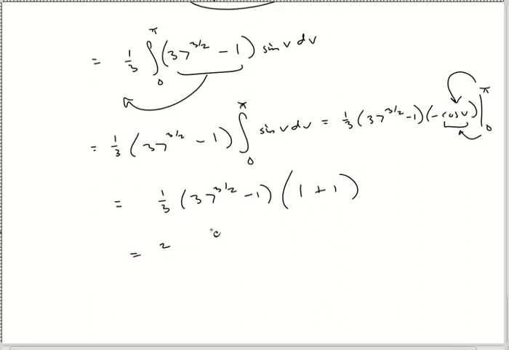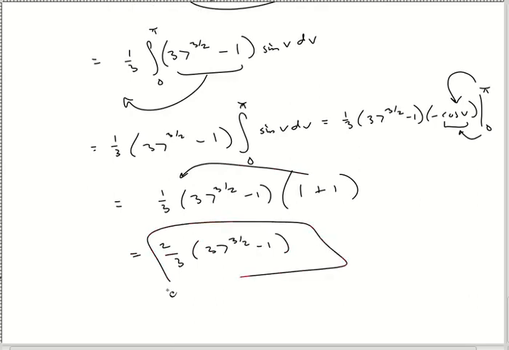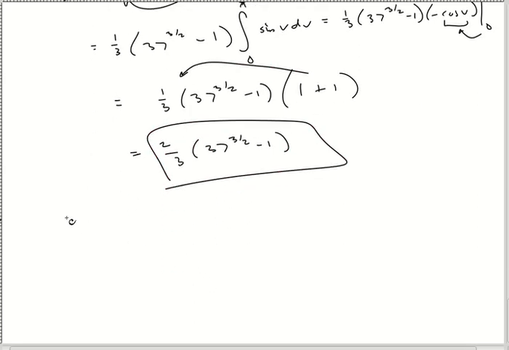And so now I've got that 2/3, instead of 1/3. I'm just going to put that in the front. 2/3, 37 to the 3/2 minus 1. And there you go. Okay, next question.